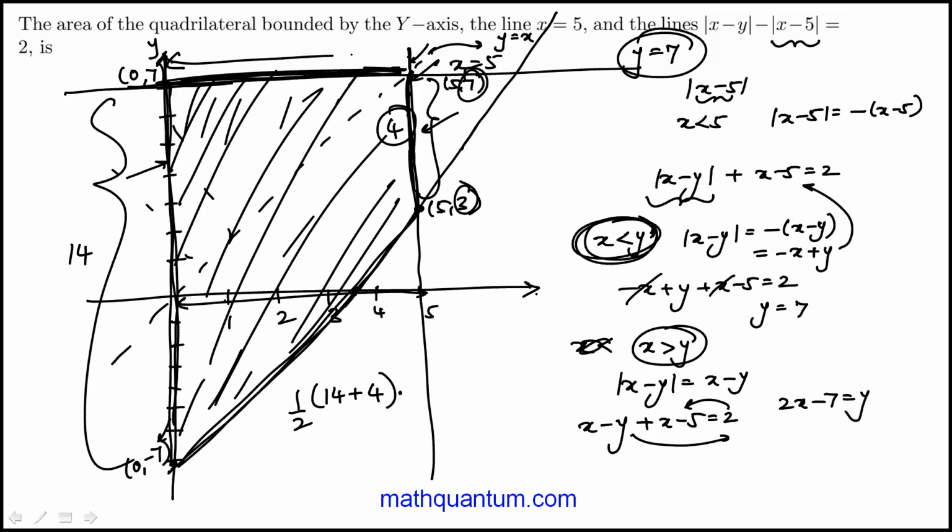And then height would be this. And that we know is 5 units. You're going from 0 to 5. So that's 5. So this is the area we're looking for. Half 18 times 5. And that becomes 9 times 5, 45.